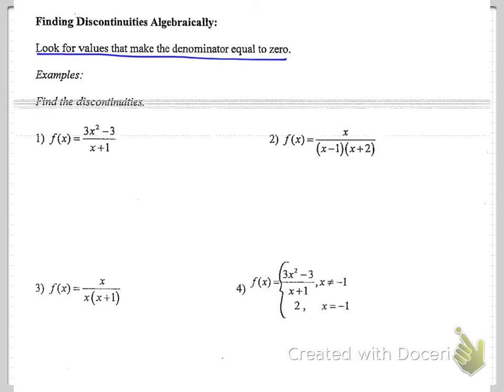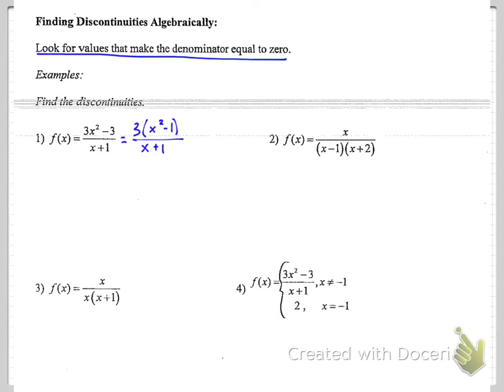Now, suppose we're not given a graph and we can't use a graphing calculator. How can we calculate these algebraically? Well, what you do is you want to look for the values that make the denominator equal to 0. Then you need to determine if you can divide it out, then it will be a hole or a removable discontinuity. If you cannot divide it out, then it will be a non-removable discontinuity, often a vertical asymptote.